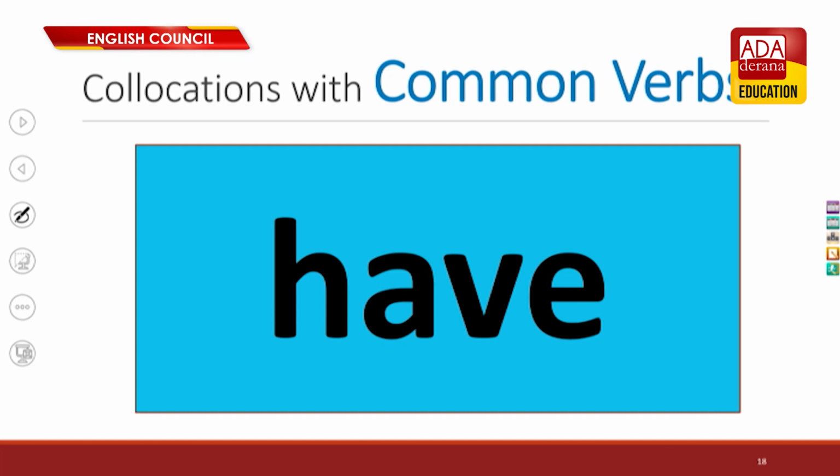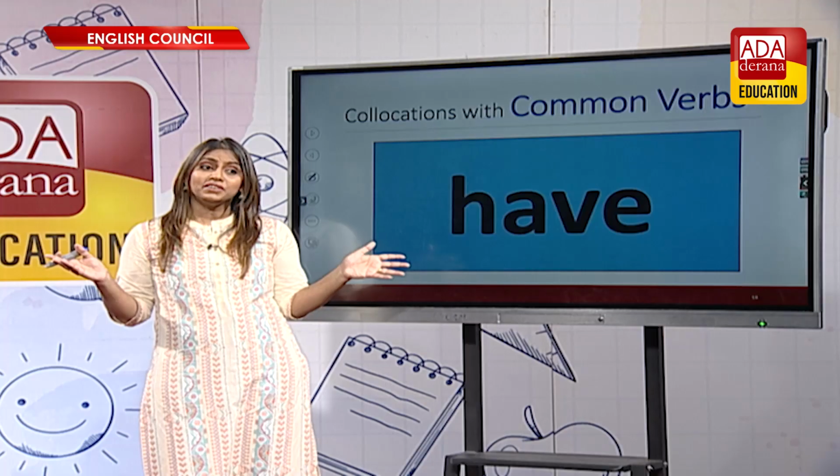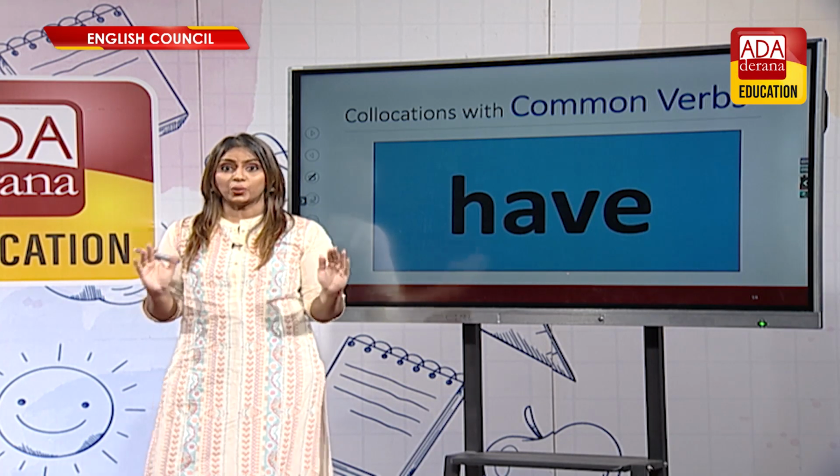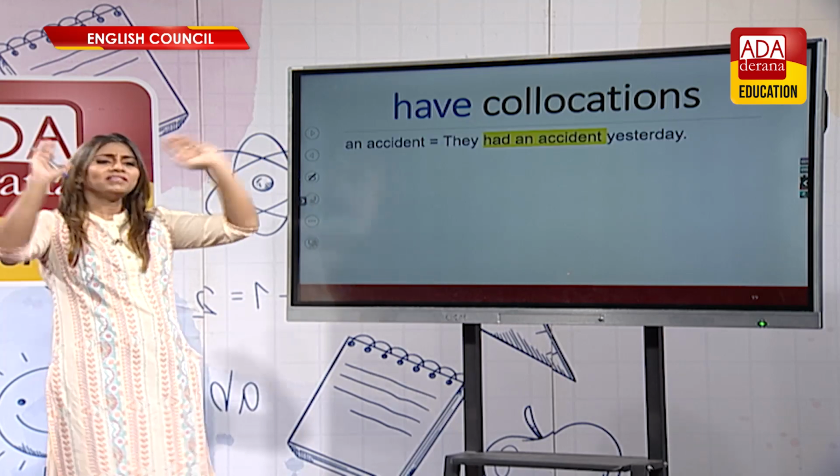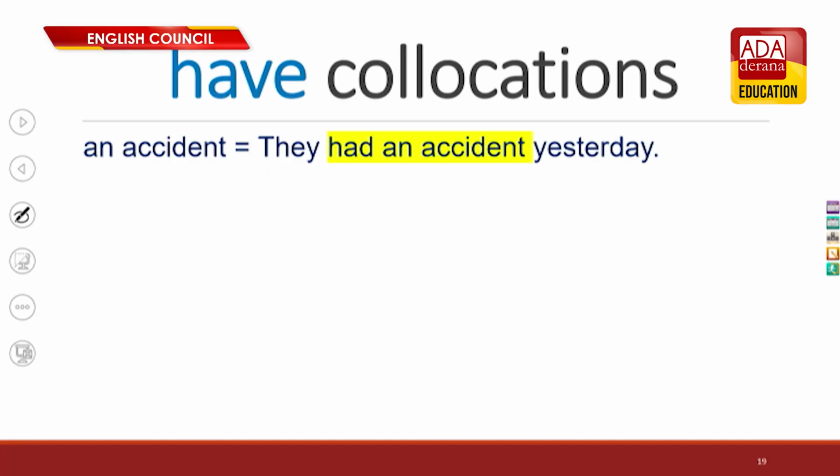We always use the word have, it's a verb like that. So what are the collocations with the verb have? I thought of taking this first, not a very positive one, I would say. One would be really unfortunate to have this.